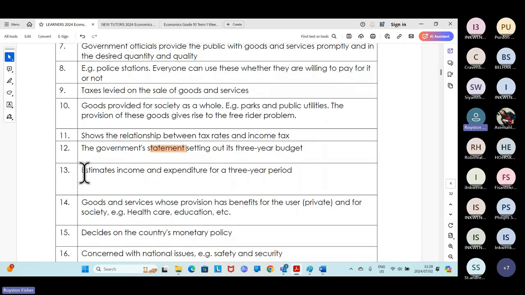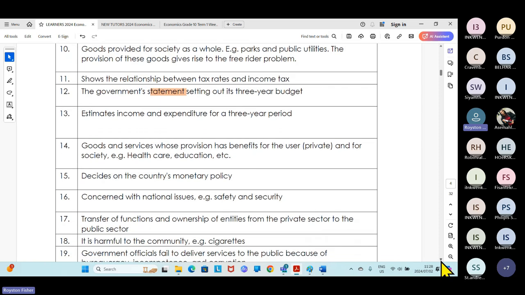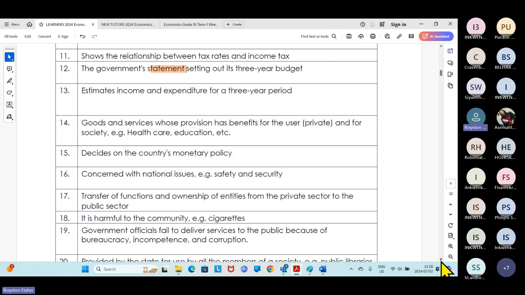Then number 13 says estimates income and expenditure for a 3-year period. So here by number 12, we are already setting out what we want to spend. It might sound the same, but it's actually not. And by number 13, we estimate for the 3-year period. So number 13 is your medium-term expenditure framework. This normally happens in October, I would say. And then we look at what we spent so far and where we could reallocate our money. A good example of this would be during COVID when they had to redivert certain funds from one department to the next department to ensure that the economy is moving.